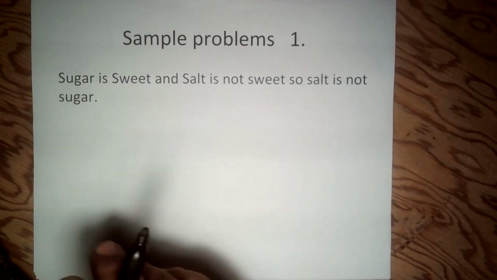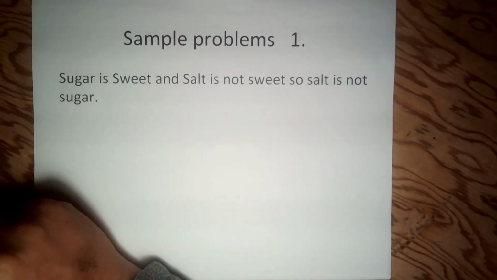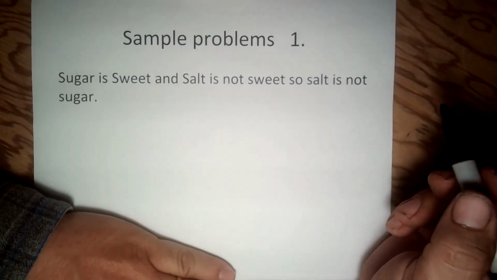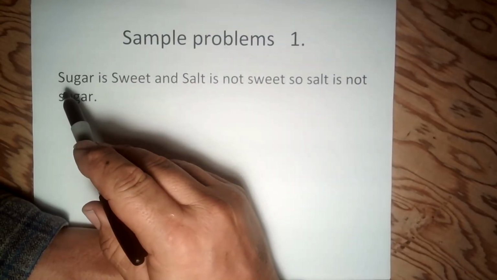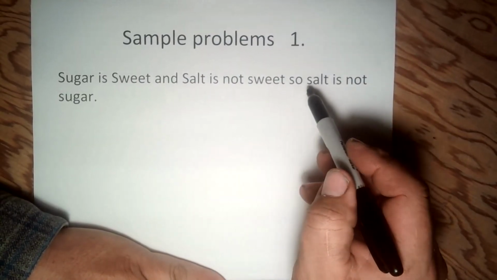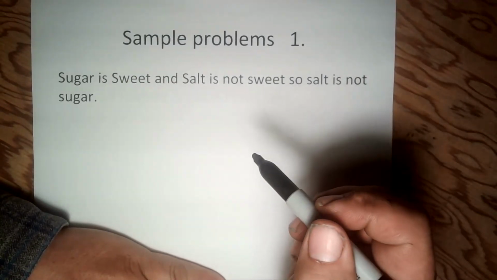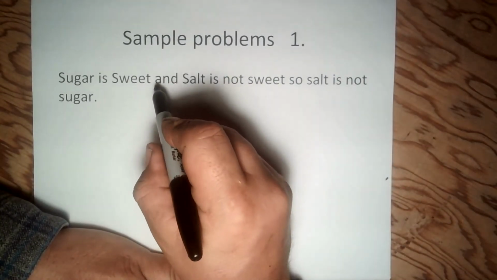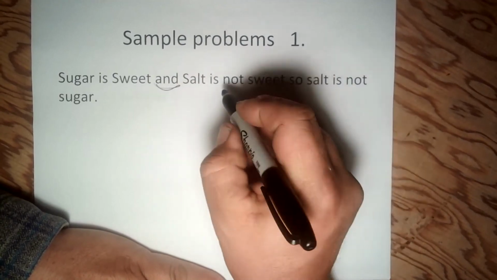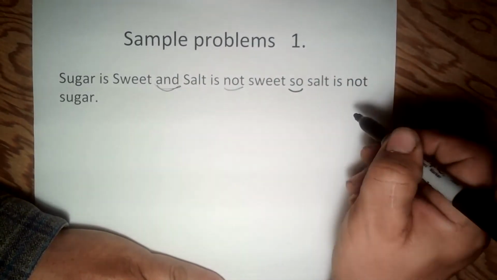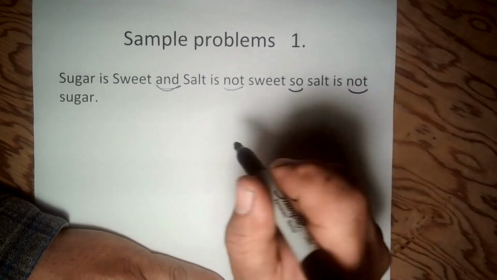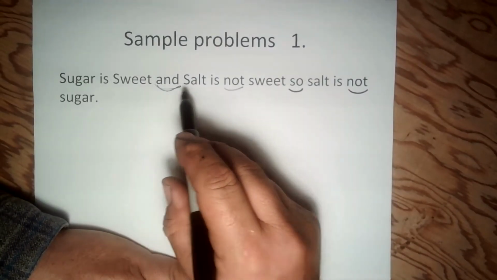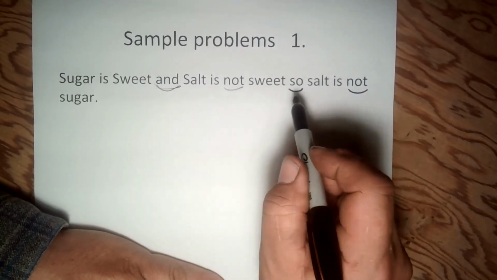So with all that being said, let's start with a pretty simple problem, and we're going to work our way into some more difficult ones. So let's start by finding first the argument. Sugar is sweet and salt is not sweet, so salt is not sugar. And let's find the logic words that seem relevant here. Okay, so we've got 2 nots, an and, and a so. Those are words that are doing logical work in the statement.